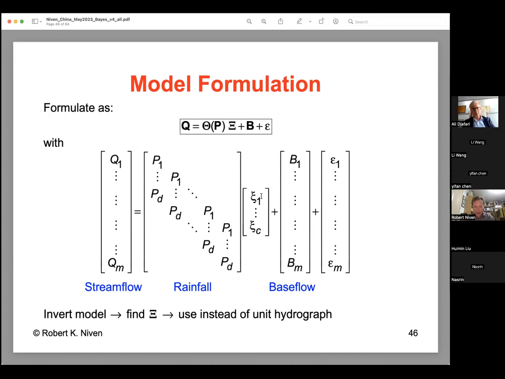We have our vector of coefficients here, psi. We have another quantity called the base flow. In hydrology, hydrologists consider that there's a sort of minimum flow in a stream that will be flowing all the time, and so they subtract that from their stream flow in order to do their calculations. I've included that in this analysis here, and then there's also an error term. Now what we want to do is put in our data and invert this model to find psi, the value of these coefficients, and then we can use this instead of using the unit hydrograph.